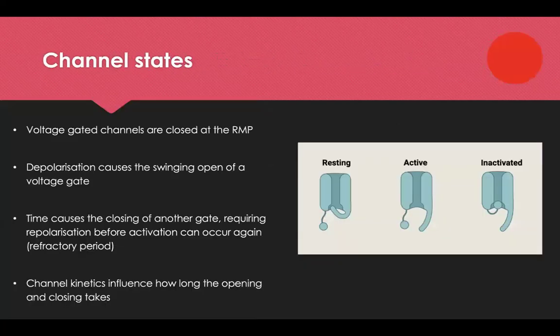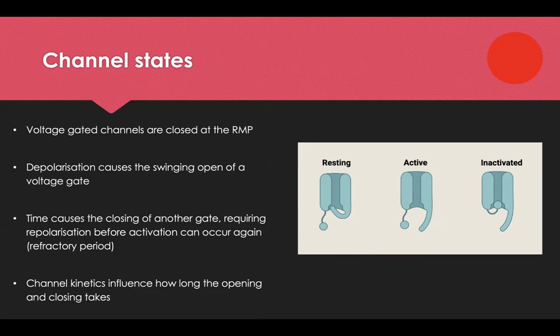So channel states, this is not on the core syllabus, but how do the voltage-gated channels actually work? So they're closed constitutively at the resting membrane potential. Depolarization will cause the voltage-gated sodium channels to open, and that literally means a gate will swing open. So there's some electrical interaction as the membrane depolarizes, which changes the shape of the protein and the gate opens up.